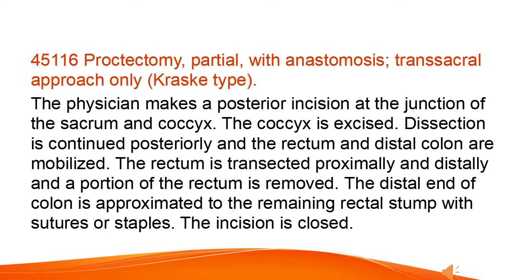Proctectomy, partial, with anastomosis, trans-sacral approach only, Kraske type. The physician makes a posterior incision at the junction of the sacrum and coccyx. The coccyx is excised. Dissection is continued posteriorly and the rectum and distal colon are mobilized. The rectum is transected proximally and distally and a portion of the rectum is removed. The distal end of colon is approximated to the remaining rectal stump with sutures or staples. The incision is closed.